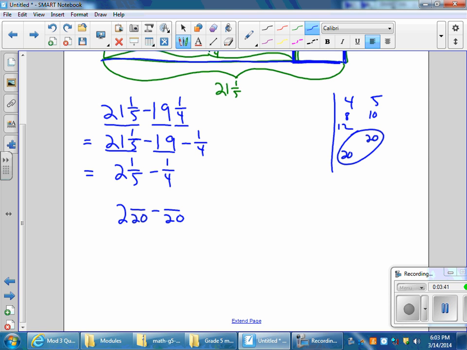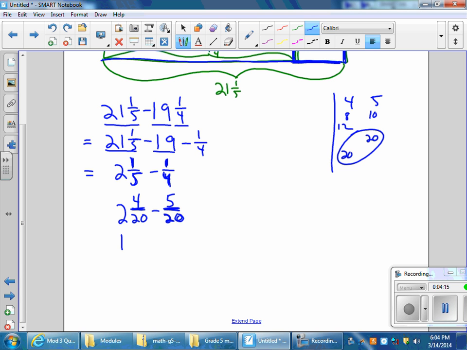Okay, now I'm going to go from a denominator of 5 to a denominator of 20 by multiplying by 4. So I'm going to multiply my 1 by 4 to get the 4/20ths. And I multiply my 4 denominator here by 5 to get 20. So I'm going to multiply my numerator of 1 by 5 to get 5. Now I can clearly see that I cannot take 5 from 4/20ths. So this is where I need to borrow.